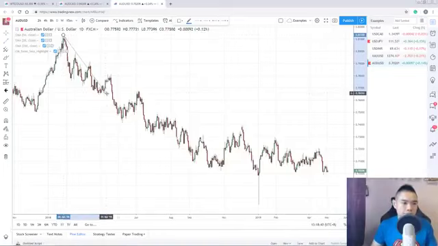Start off like this, and then you notice the price breaks out and goes back in. So you have to do some adjustment. You shift up your trend line slightly above here. At this point, again, price breaks out, goes back down.